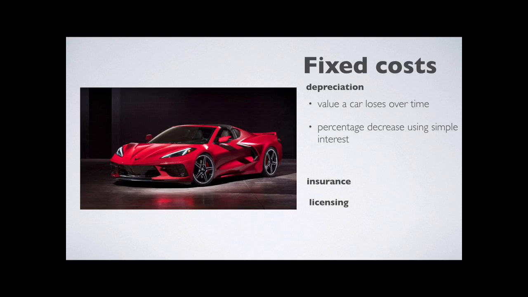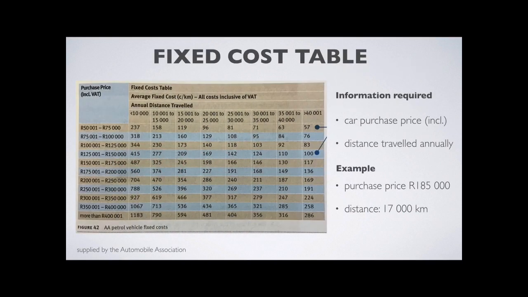We also have to consider insurance and licensing. Licensing is a fee paid to the government. To calculate fixed costs, the AA, Automobile Association, supplies a table which takes the fixed costs, depreciation, insurance, and licensing into consideration. In order to use the table, you must know the purchase price of the car, and that includes VAT as well as the traveling distance. The value from the table is in cents, and you always convert that to rand.